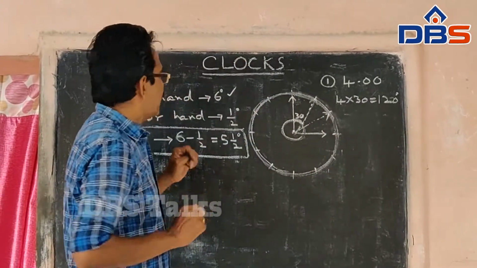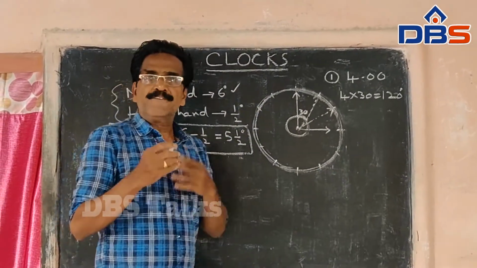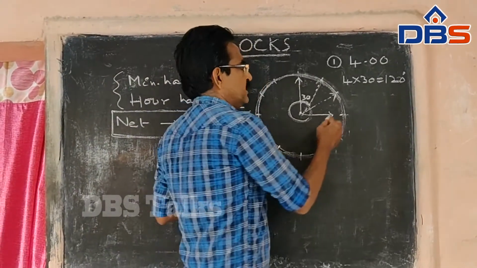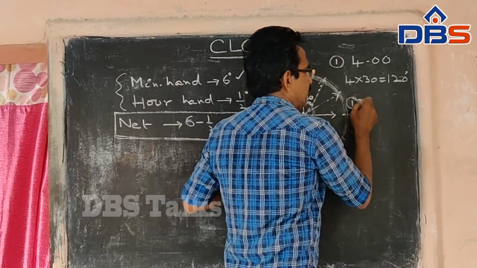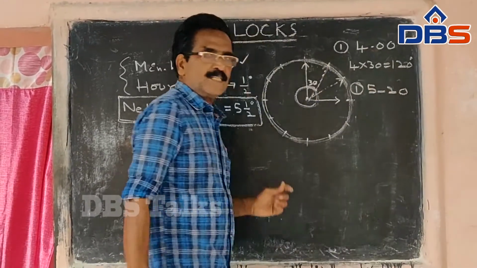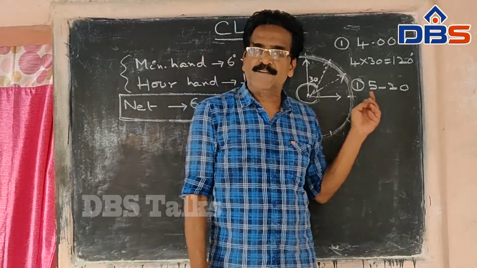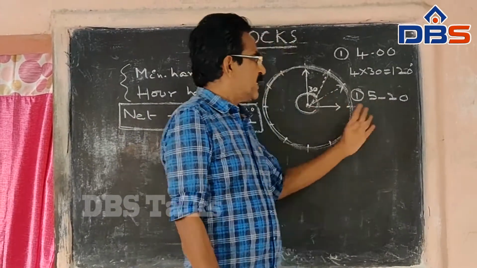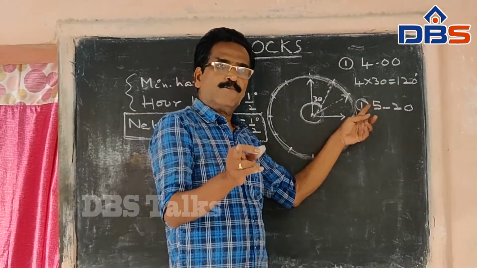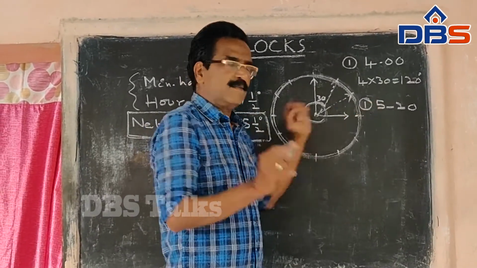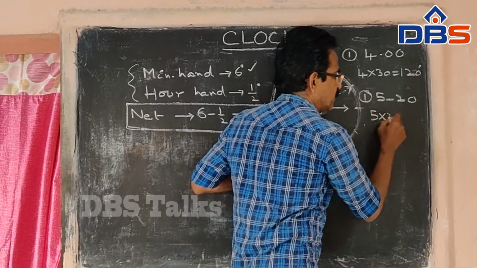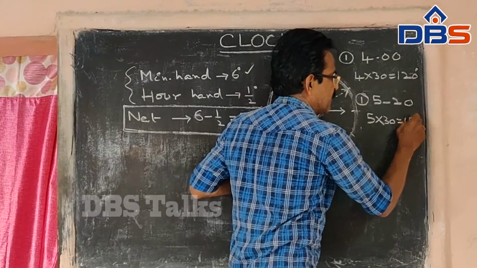Okay. And coming to the second point, if minutes are also given, say, what is the angle between the hands of a clock at 5 hours 20 minutes? See, we solve this problem like this. At 5 o'clock we know the angle between the hands. What is the angle between the hands at 5 o'clock? 5 into 30, 150 degrees.